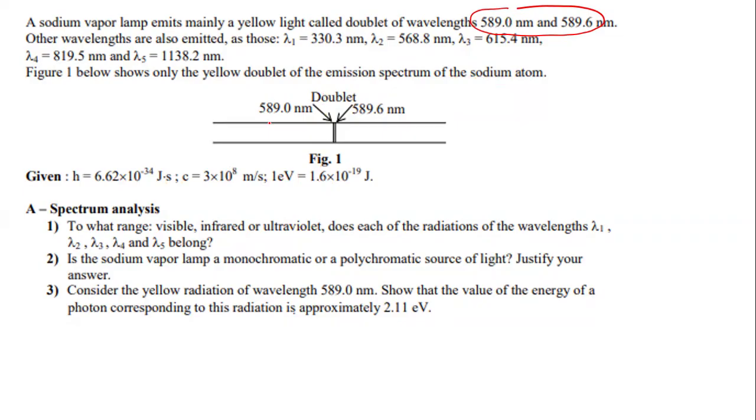We know that visible is between 400 nanometers and 800 nanometers. If it was smaller than 400, we call it ultraviolet. If it was higher than 800, we call it infrared. Now, if we look at the values, lambda 1 is smaller than 400 nanometers, so this is ultraviolet. Lambda 2 is between 400 and 800, lambda 3 the same, while lambda 4 and lambda 5 are bigger than 800, so this is infrared.